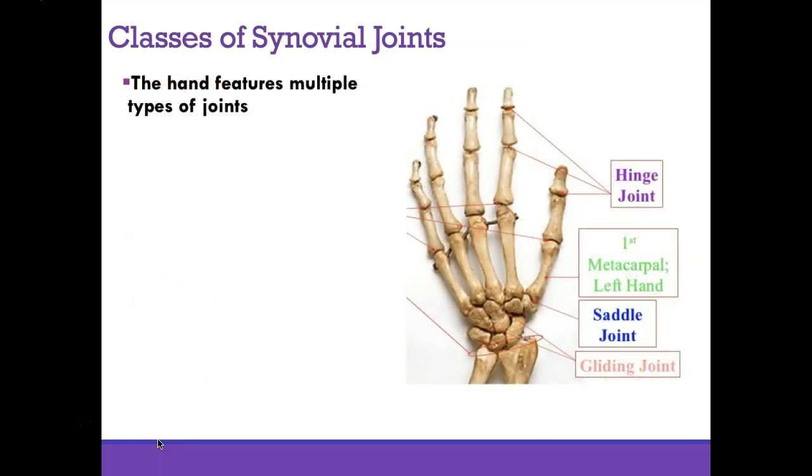So the hand features multiple types of joints. We can see over here, in between the phalanges, we have hinge joints, which allows us to flex our fingers. You also have, as we said, the saddle joint, the trapeziometacarpal joint, that allows opposition of the thumb. We have the gliding joints, aka the plane joints, of the carpal bones. So again, you see a lot of different kinds of joints just within the hand itself.